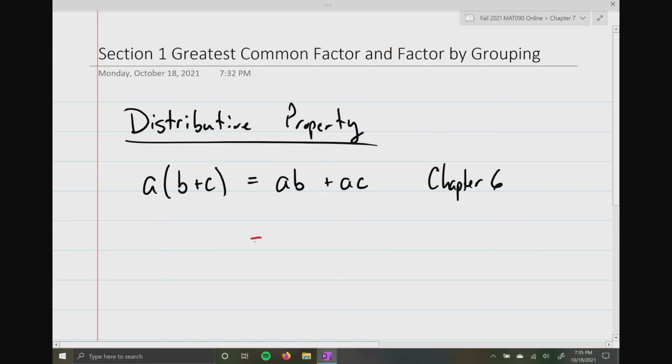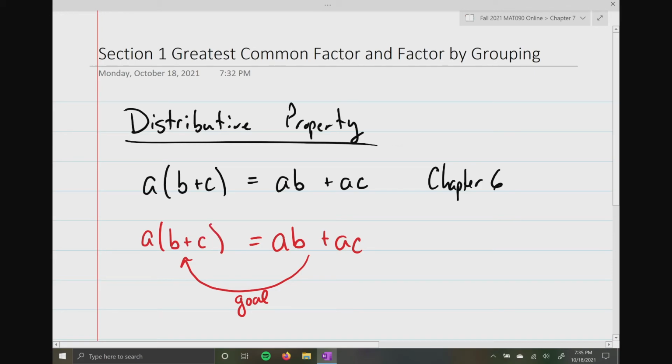What we're doing in Chapter 7 is we're going to start with A times B plus A times C, and our goal is to get back to the original expression, which is going to be A times the quantity of B plus C.